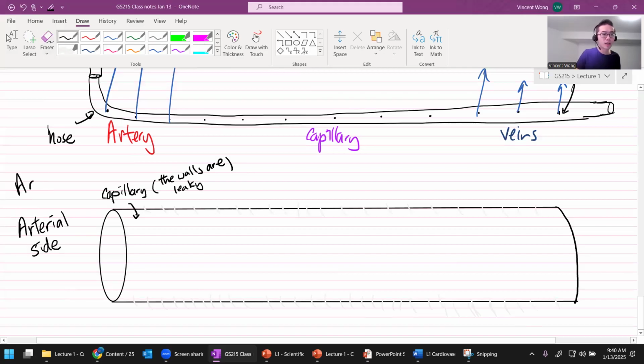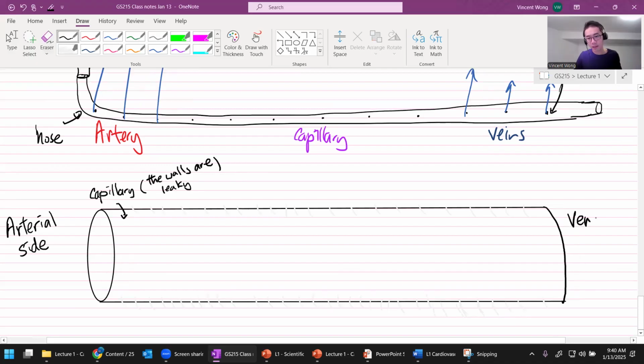Not to be confused with arterial, right? I know it sounds very similar when I say it, but this is just the adjective of artery. It's the side that's connected to the artery. That's what it means. Arterial is actually the smaller version of an artery. Anyways, over here we have the venous side. Okay, don't forget the O. It's not like the planet Venus. It's venous, with the O side.